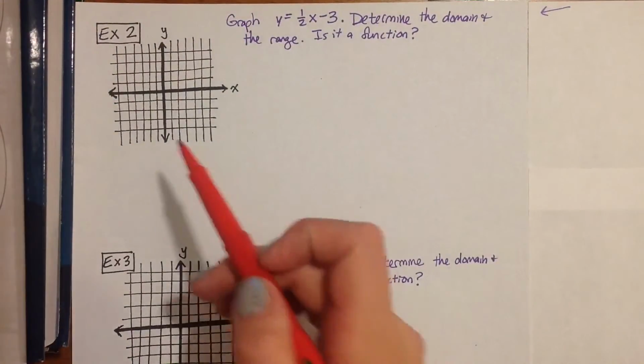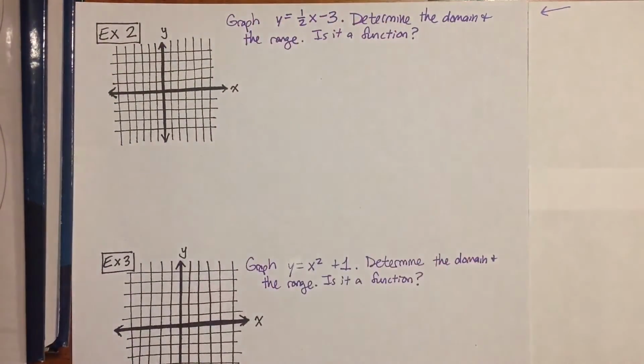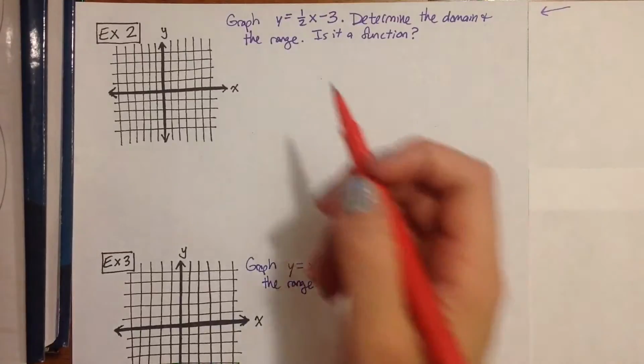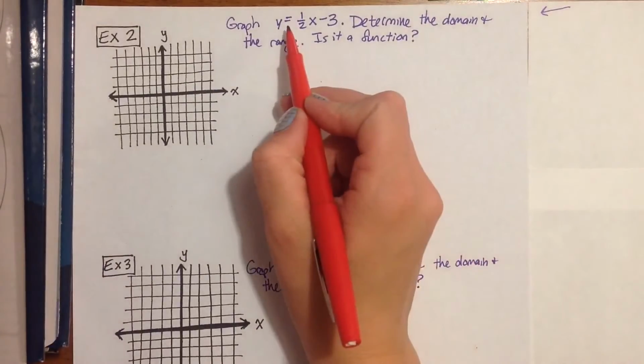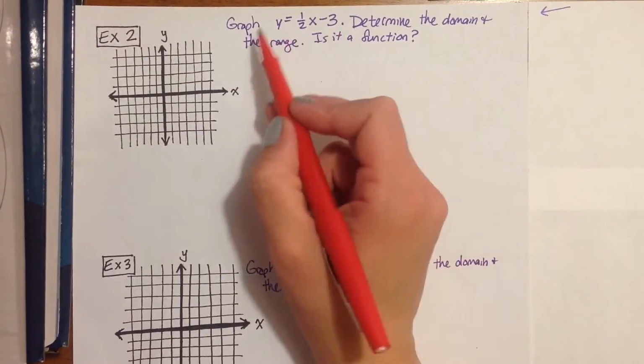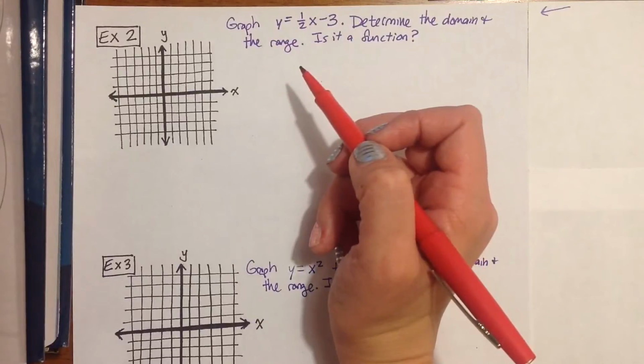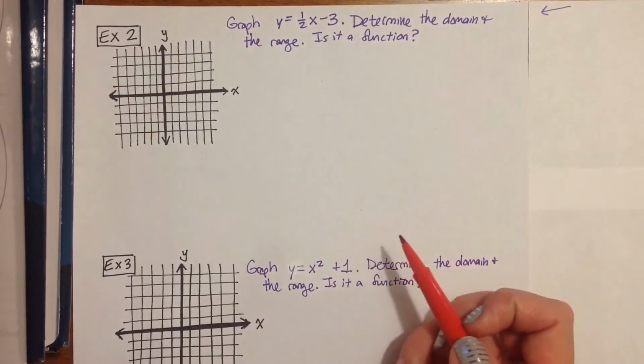I would like us, for example 2, to graph y equals 1/2 x minus 3. Determine the domain and the range, and then I want to know, is it a function? So let's take a look. A good way to work on this is to give me an x and y table to figure out some ordered pairs that I could use for this graph.